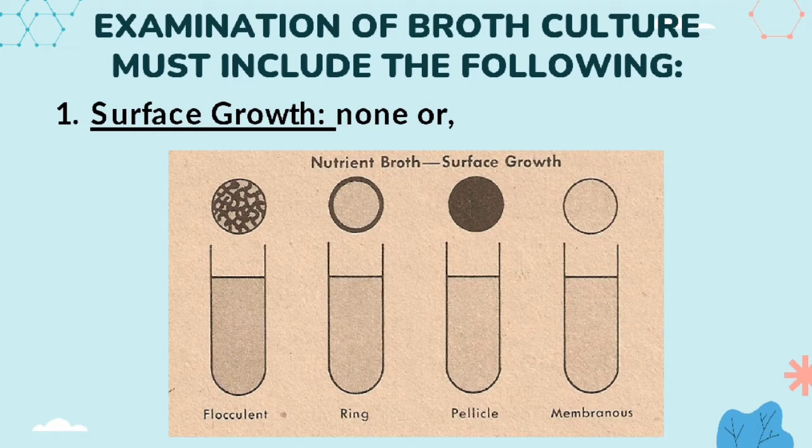First is the surface growth. Here we have flocculent, where small masses of growth of various shapes float in the culture fluid. The ring has a ring at the upper margin adherent to the glass. The pellicle is growth in the form of a continuous or uninterrupted sheet over the surface. Lastly, the membranous is a thin coherent growth like a membrane.